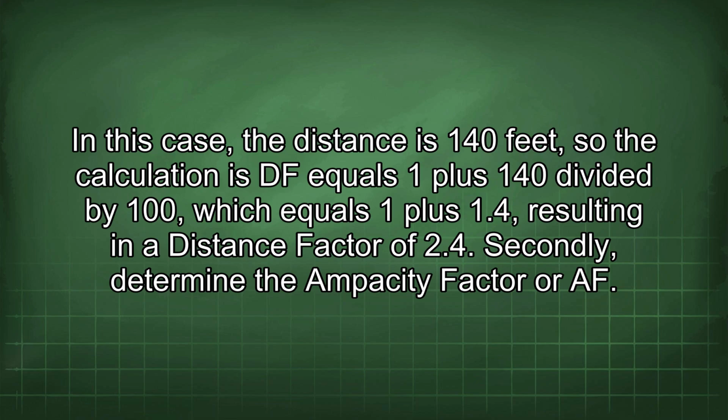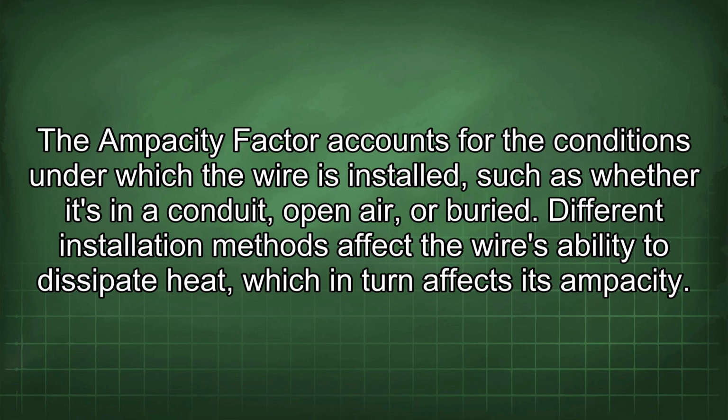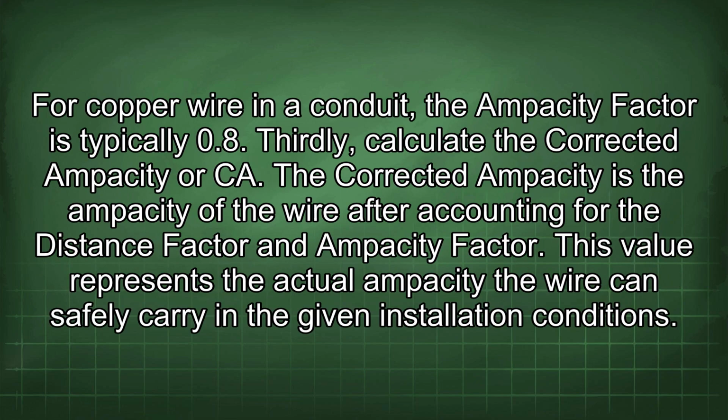Secondly, determine the ampacity factor, or AF. The ampacity factor accounts for the conditions under which the wire is installed, such as whether it's in a conduit, open air, or buried. Different installation methods affect the wire's ability to dissipate heat, which in turn affects its ampacity. For copper wire in a conduit, the ampacity factor is typically 0.8.